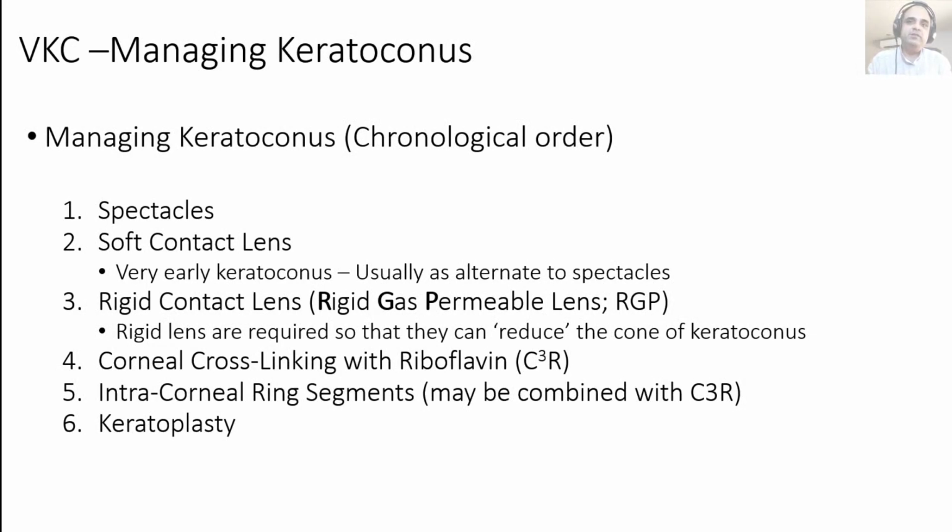Beyond spectacles, you have contact lenses, both rigid and soft. We talked about these when we talked about refractive errors. Beyond that, we need to think about more interventive means that require more intervention, of which the first is something called corneal cross-linking with riboflavin, or C3R, and then something which is intracorneal ring segments, which may be combined with C3R, and then finally keratoplasty.